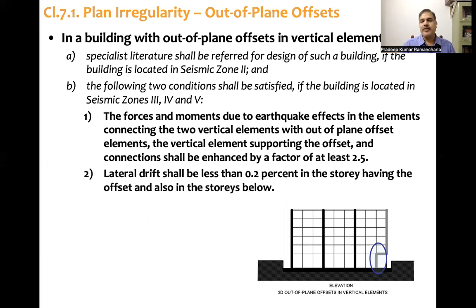Then another condition is that the lateral drift of this floor shall be restricted to 0.2%, and of all the stories below it. So these are the two conditions. Again, the forces and moments due to earthquake effects in the elements connecting two vertical elements, from here to here and then from here to here. These are the two vertical elements, and this is a connecting element. This connecting element as well as this supporting element has to be designed for 2.5 times the forces and moments, and also the lateral drift is restricted to 0.2%.